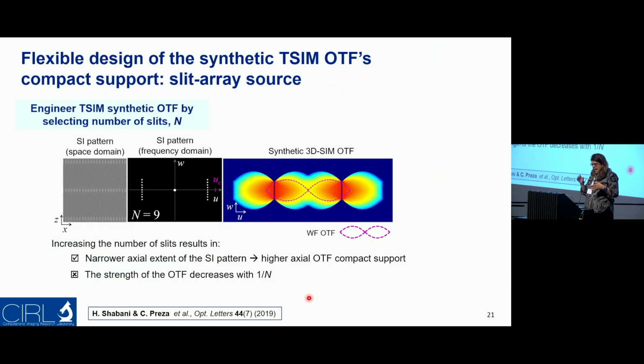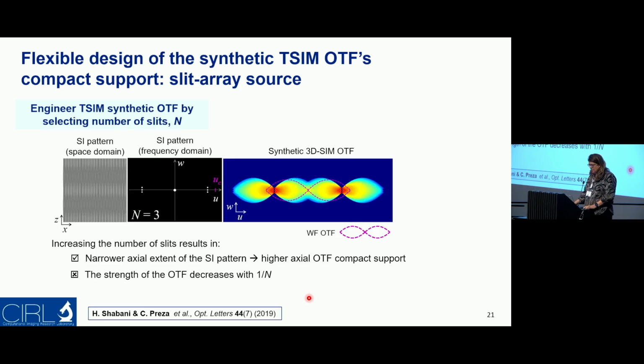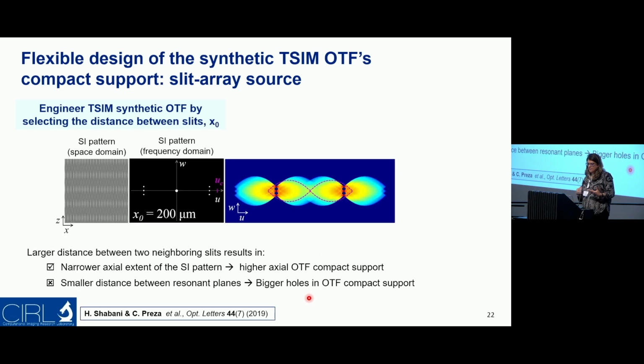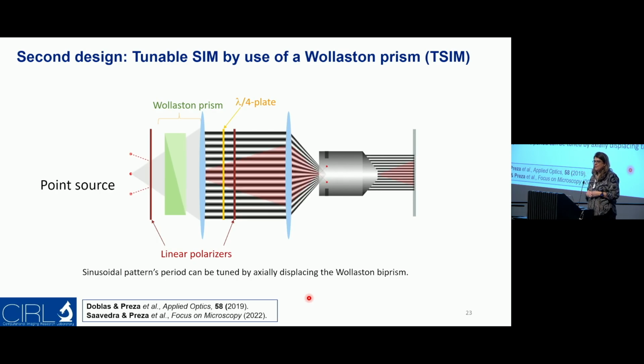So here it was a slit array, so if you change the number of slits, then you can get a different OTF, and if you change the distance between your slits, you can get a different OTF, so degrees of freedom where you can engineer your optical transfer function.